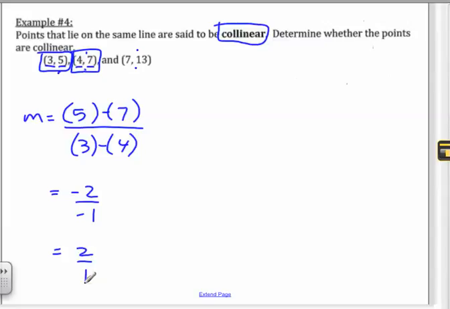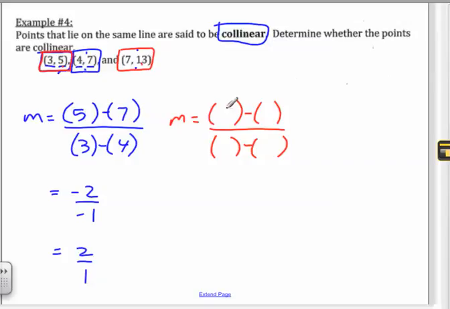Now, I'm going to find the slope between this point and this point. How about that? We'll try those. So the slope between those 2 points, let's see what we get. I'm going to do 5 minus 13, the y's on top, and then 3 minus 7. Now, 5 minus 13 is negative 8. 3 minus 7 is negative 4. And I'm going to get positive 2 over 1. Okay, so far so good, right?